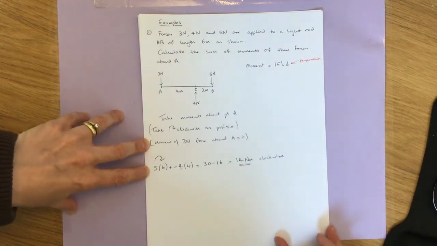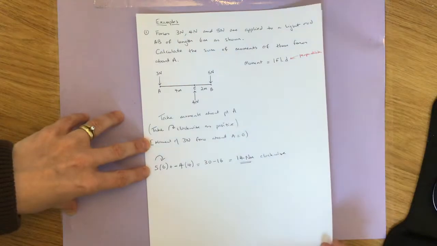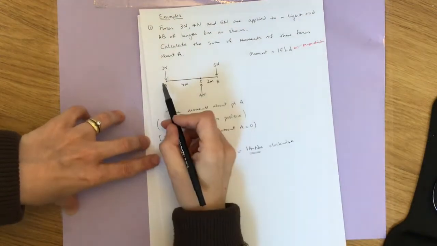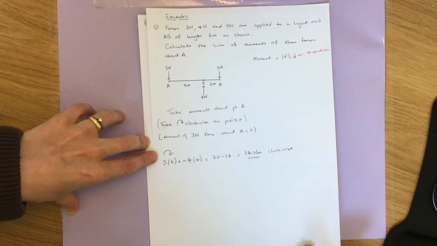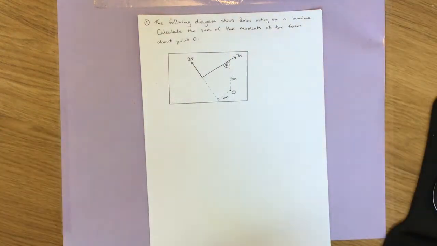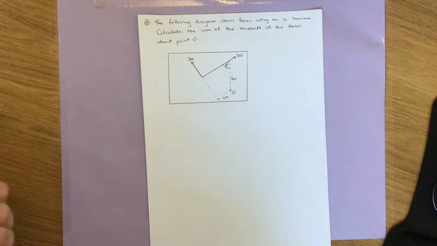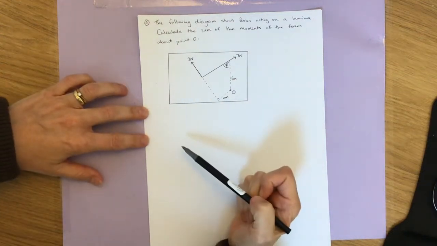Our second one then is going to be another question, but this time where the forces aren't necessarily perpendicular, so it's not quite as straightforward. So let's have a look at this one. So here's this example. The following diagram shows forces acting on a laminar.